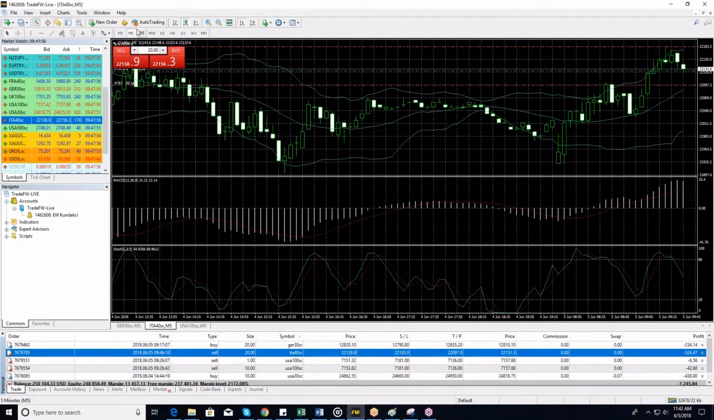Okay, guys, you are in? There we go. So let's write it down. Short on Italy 40 at 22,128.9. And our stop loss is 22,183, and our take profit is 22,097. There we go, guys.